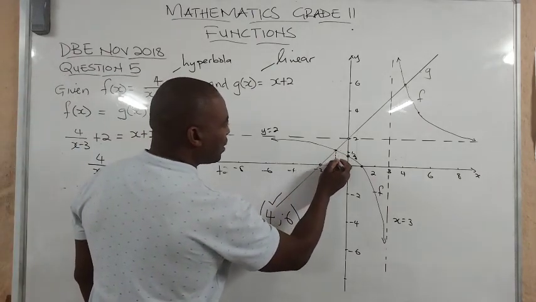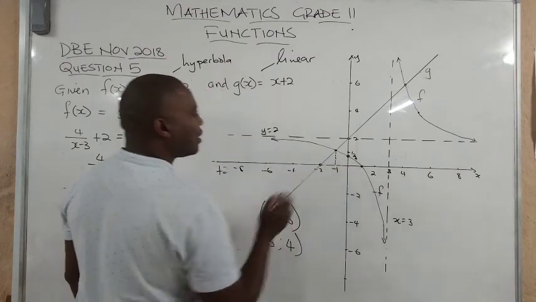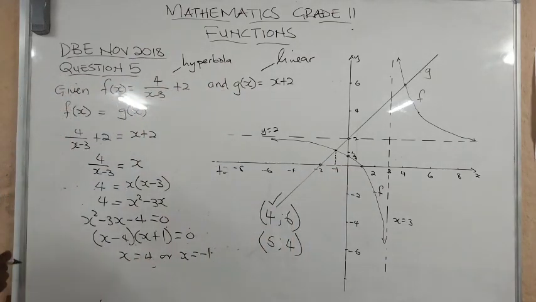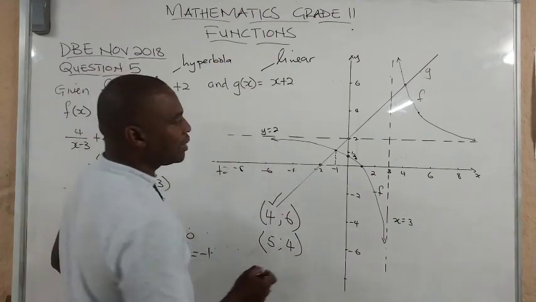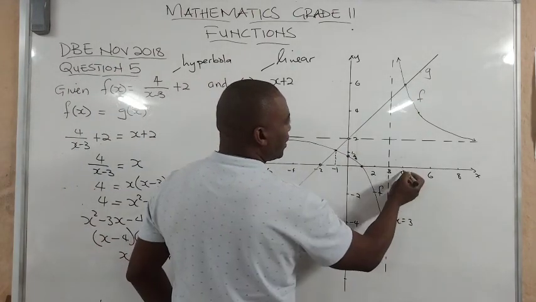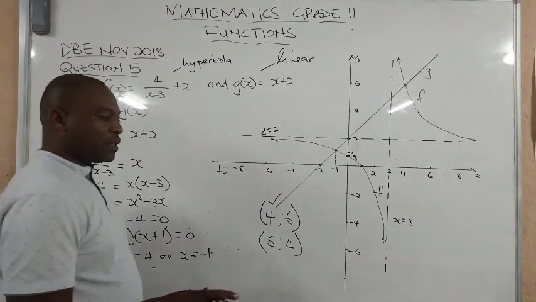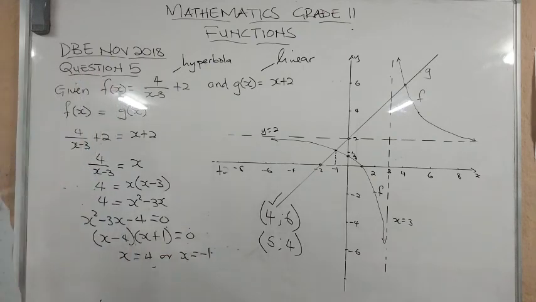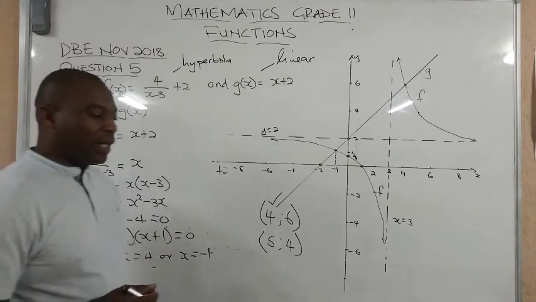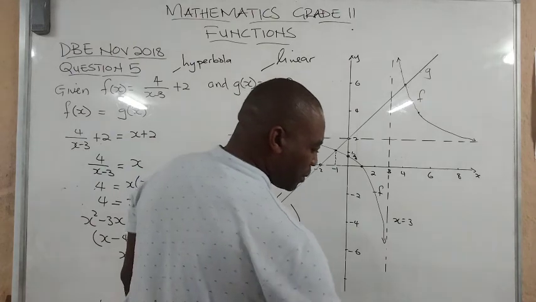That means this is where we have negative 1 on this point, which is on the negative side, and then on this point is the 4. Now, we are not going to calculate the y values because the question requires us to calculate the x coordinates only. Now, let's move on to 5.6.